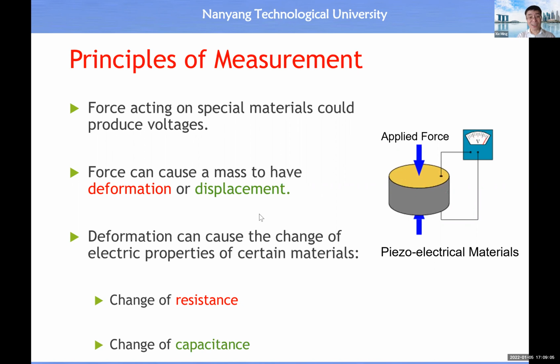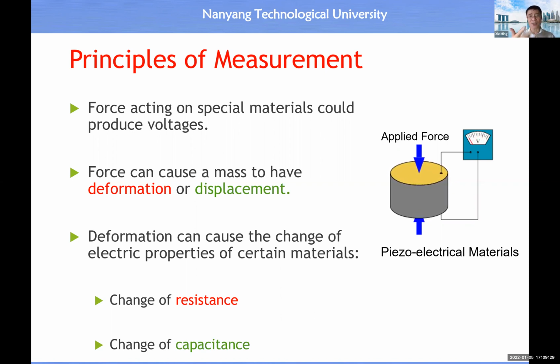And the third principle is to make use of this property in which force can cause a mass to undergo displacement. And when this displacement changes the relative position between two parallel plates, then the capacitance will change. So this is another design principle for us to follow.